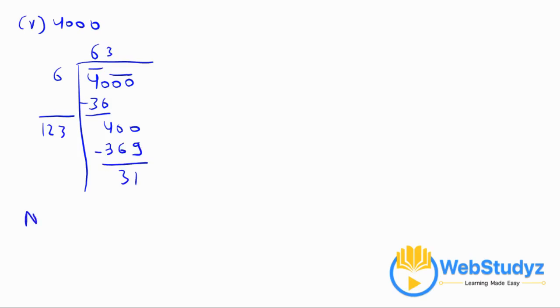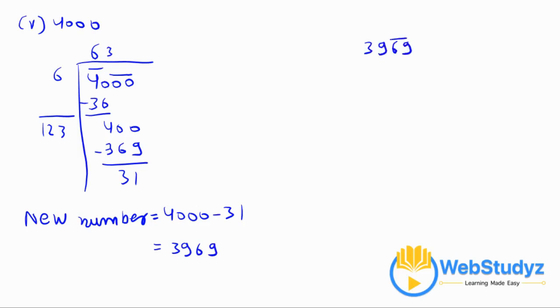That means we have to subtract 31 from 4000 to get the perfect square, which is 3969. Let's check for 3969. Making pairs.